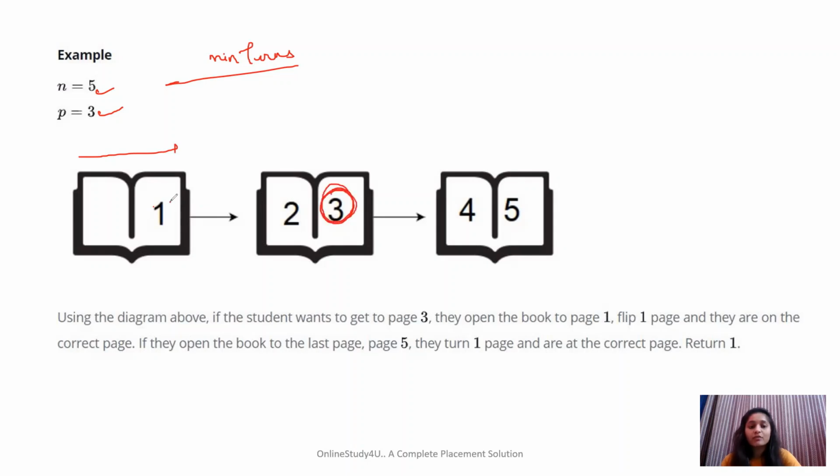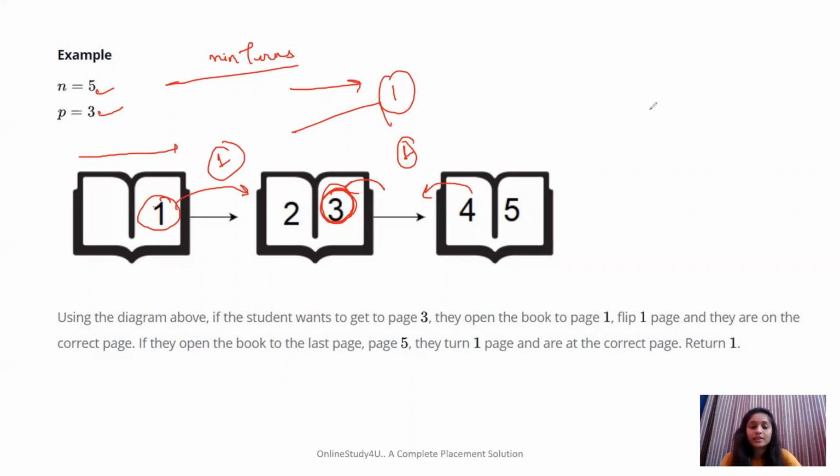If I turn page 1, will this be my page? Yes, this will be my page. Or if I turn from the back, will it be my landing page 3? Yes. So how many turns am I taking? I'm taking 1 turn, and from here also I'm taking 1 turn. So the minimum of both is 1, and the answer will be 1. This is one of the examples.